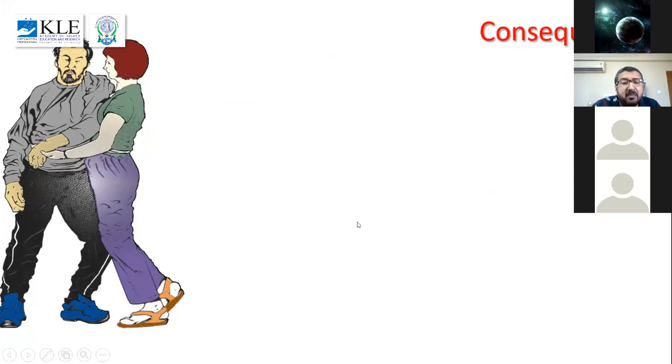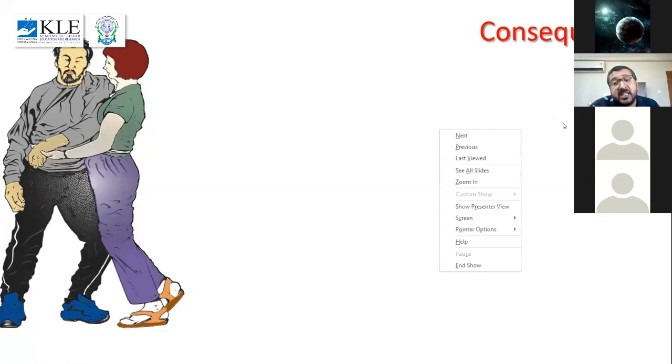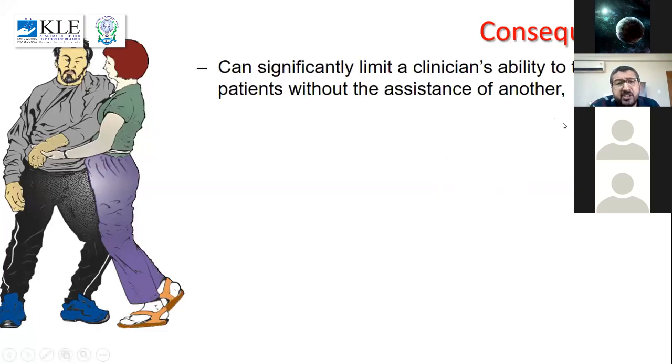Now, what about left brain disorder patients? The lesions are somewhat similar. There is not much difference between right and left. Again, the posterior lateral nucleus is what is involved there too. Now, what are the consequences?